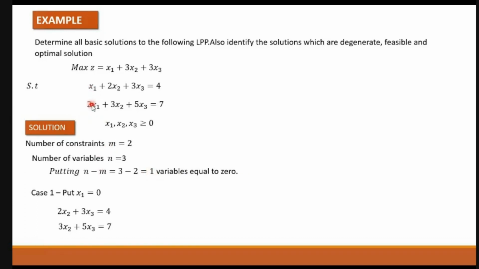Once I put x1 equal to 0, we have only 2 equations, 2x2 plus 3x3 equal to 4 and 3x2 plus 5x3 equal to 7. Solve these 2 equations simultaneously and get the values of x2 and x3. So what are the values of x2 and x3? Solve using calculator.